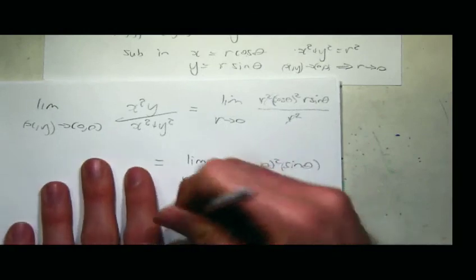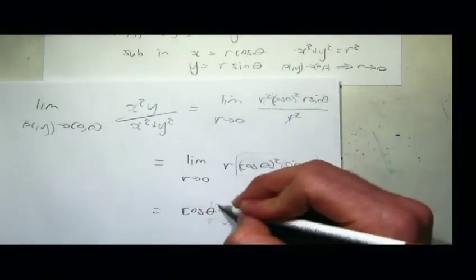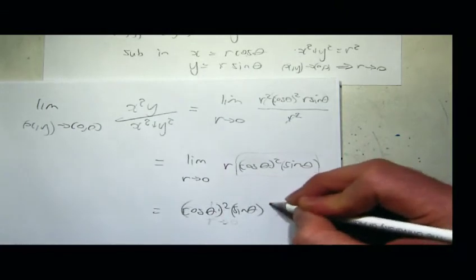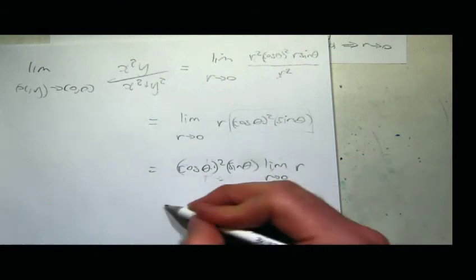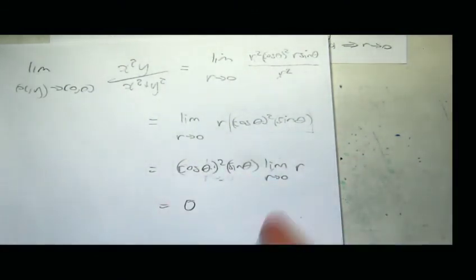Not r, sorry, wrong way around. With respect to r, this counts as a constant, and so I can bring it out. Because that limit there is 0. So I have cos theta squared sine theta times 0, which is 0. This shows that the limit exists and is 0. And it's the only way that will show it exists, unless you just sub it in and there are no problems with subbing it in.